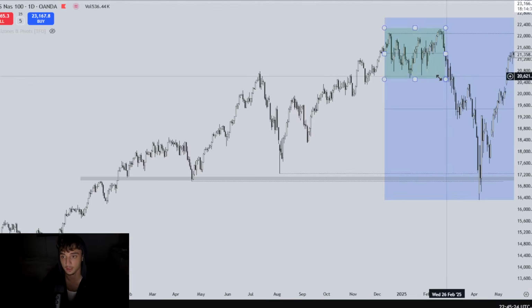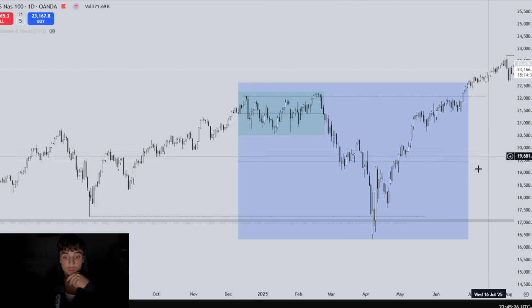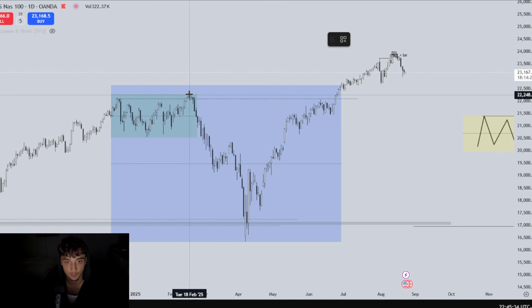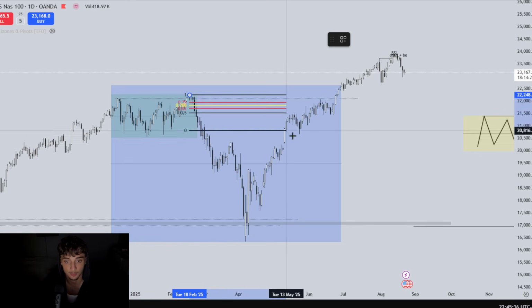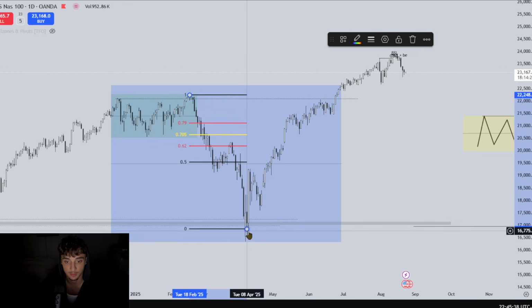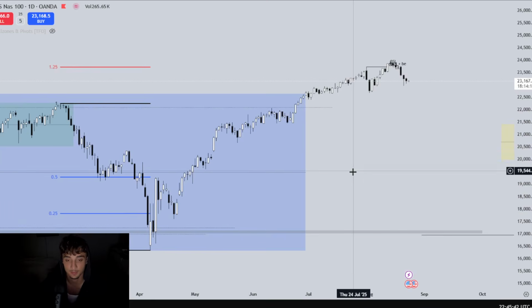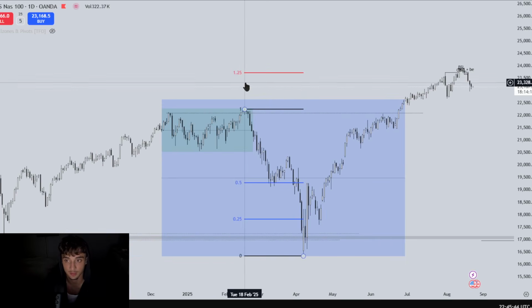So if we hop back onto the daily, one thing that I always do with the market maker models is I go from the relative equal highs, or like the highest part of the relative equal highs, to the manipulation, and I do this, right? So let me show you what this is.